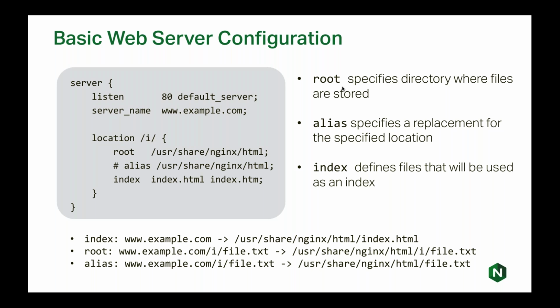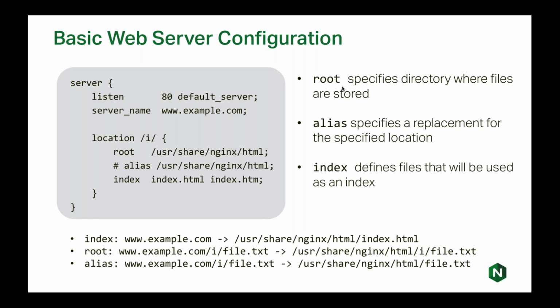So how does this work in the actual context of user requests? Now here I'm on the 3 bullet points at the bottom of the slide. If the user requests www.example.com, as I mentioned, NGINX is going to then return /usr/share/nginx/html/index.html as specified by a combination of the root directive and the index directive. If we're using the root directive, and the user requests www.example.com/i/file.txt, NGINX is then going to search the file system for /usr/share/nginx/html/i/file.txt. So you see that it's just pasting the entire URI onto the end of what's in the root directive.